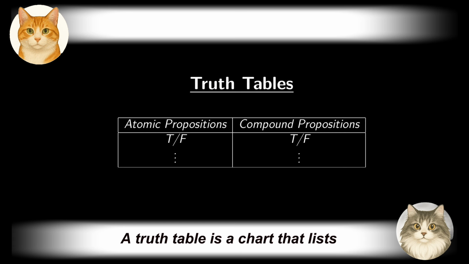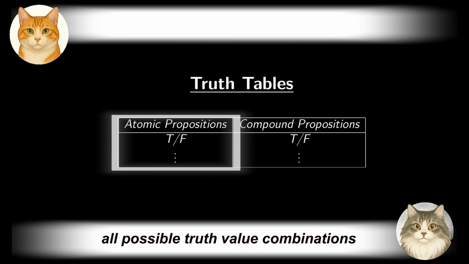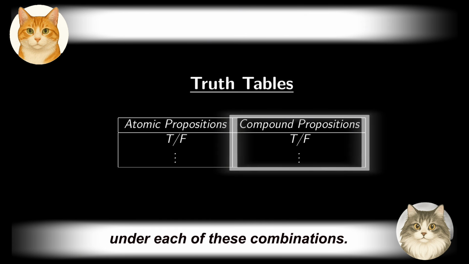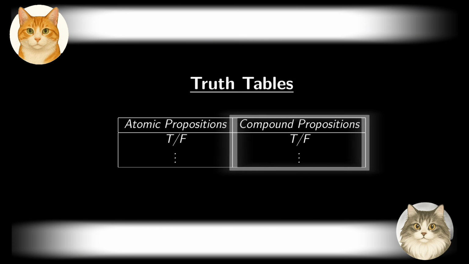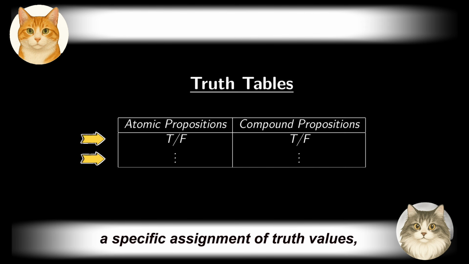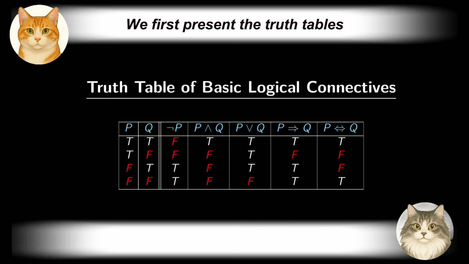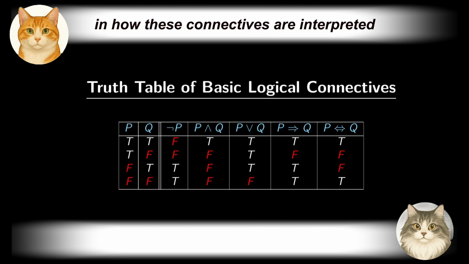A truth table is a chart that lists all possible truth value combinations of the atomic propositions involved and shows the resulting truth value of a compound proposition under each of these combinations. Each row corresponds to a specific assignment of truth values, and each column represents either an atomic or compound proposition. We first present the truth tables for compound propositions involving only one connective. We will also discuss subtle differences in how these connectives are interpreted in logic versus everyday English whenever necessary.